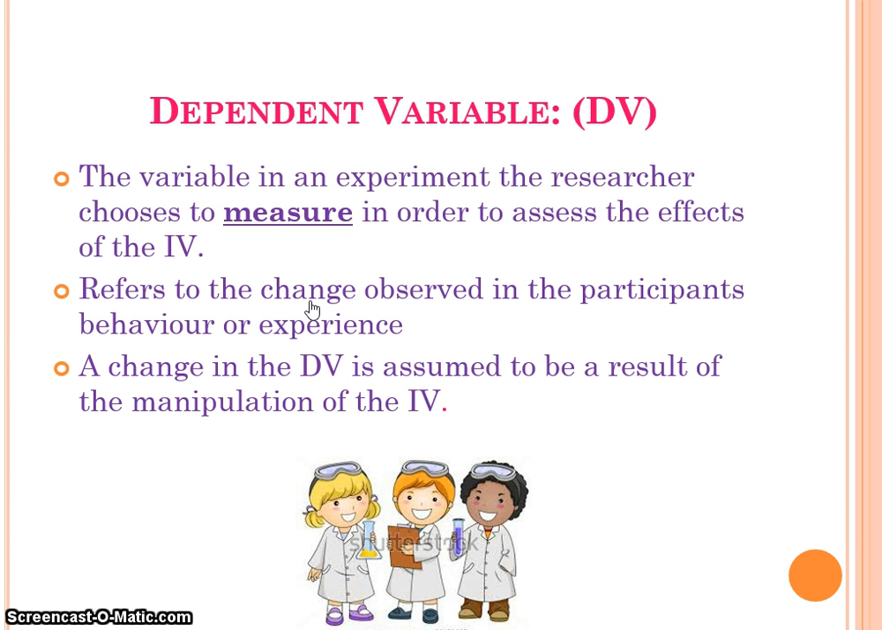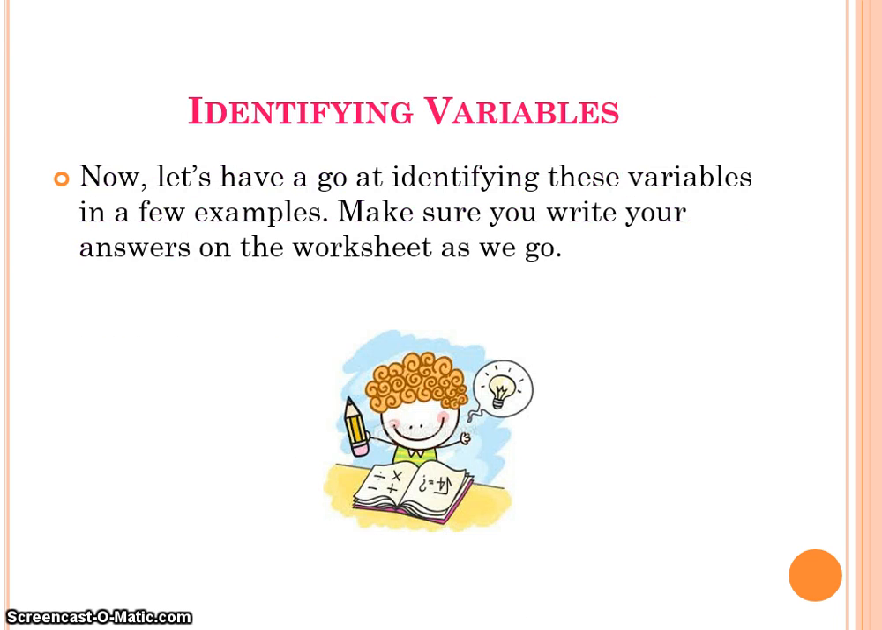Okay, so now let's have a go at actually identifying these variables in a few examples. As we've talked before, the application of skills is something that is very important in psychology, particularly when we get to year 12. It's one of the key factors that they will assess in the exam. So now that we know the definitions, let's see if we can identify them in some examples. Make sure that you've got your worksheet ready so you can fill them in as we go.